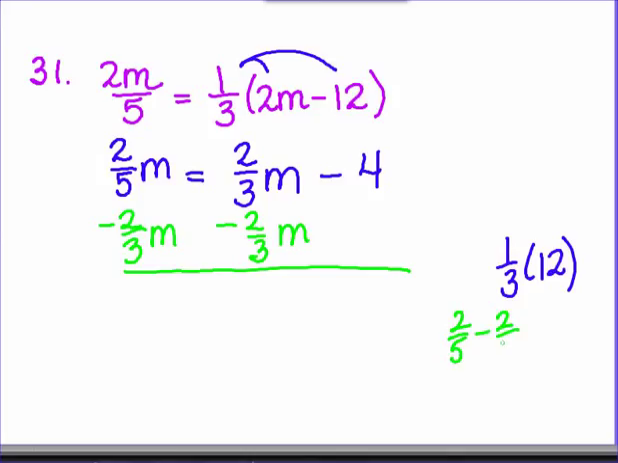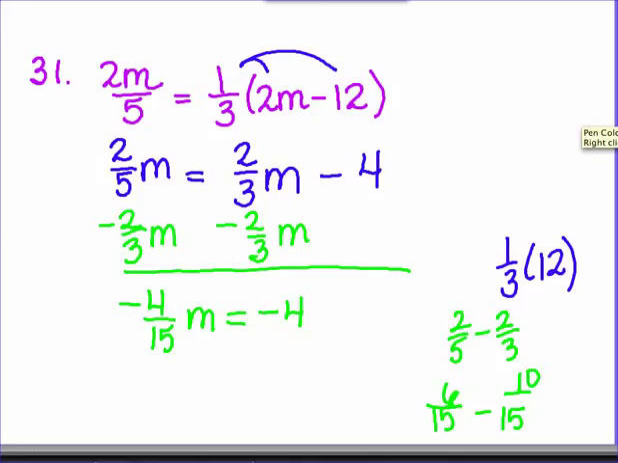2/5 minus 2/3. What would a common denominator be? 15. Good. How many 15ths is 2/5? 6. How many 15ths is 2/3? 10. So what is 6 15ths minus 10 15ths? Negative 4 15ths. So I have negative 4/15 m equals what? Negative 4. Good.